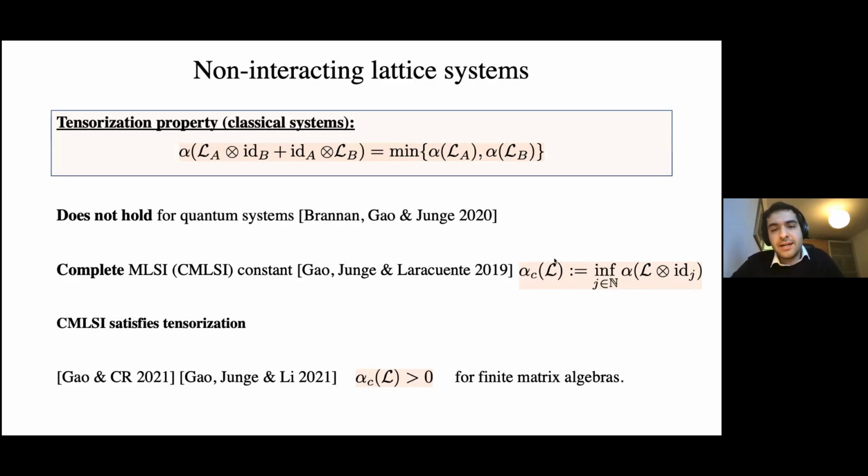However, it's not so clear whether this constant actually makes sense even when L is acting on a finite matrix algebra, because you're taking a semigroup that potentially acts on an infinite dimensional system by taking its infimum. But by now we actually have two proofs of this fact. So we know that the complete MLSI constant is going to be positive as long as L is acting on finite lattice regions.